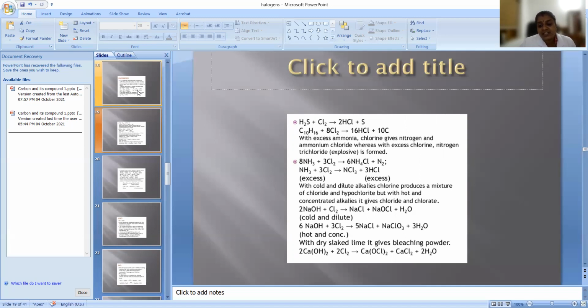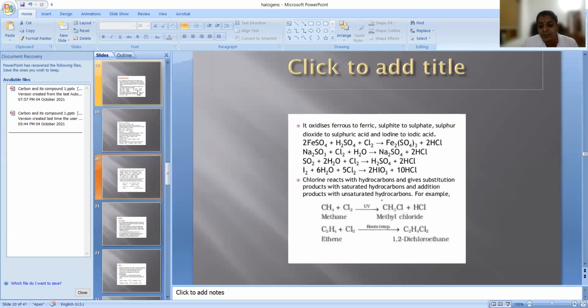With dry slaked lime, it gives bleaching powder. That's also important. Calcium hydroxide plus chlorine gives CaOCl2, bleaching powder, and CaCl2 plus H2O.